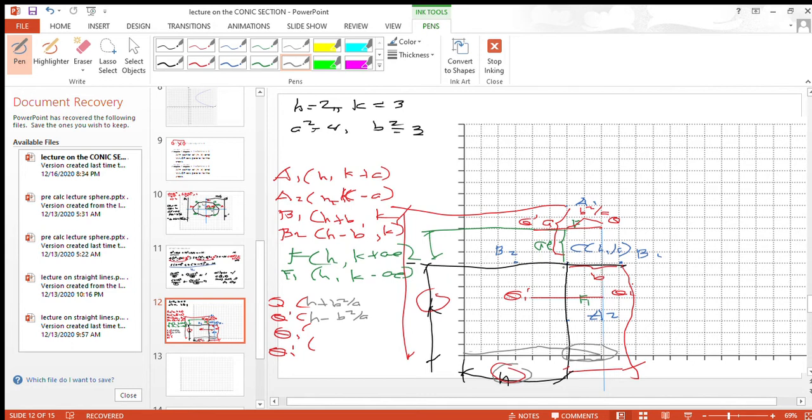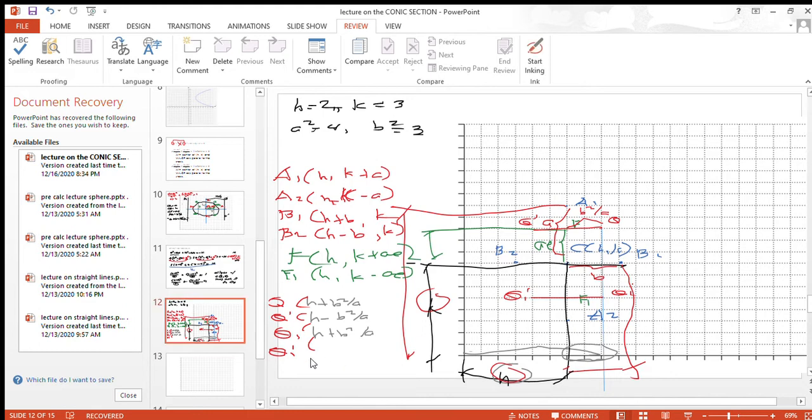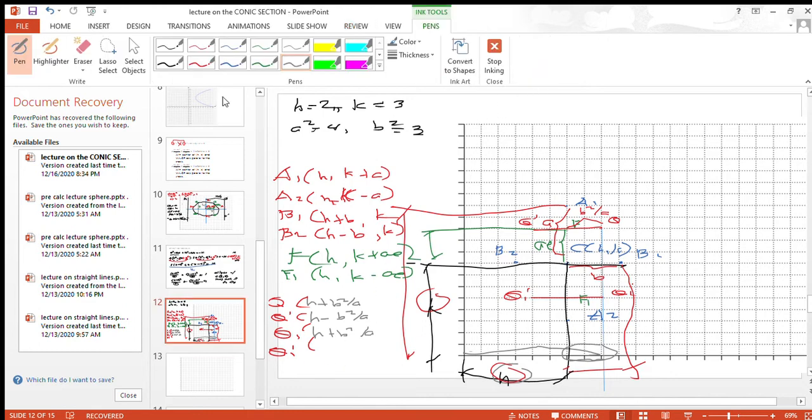For Q1, it has the same abscissa as Q, right? They are aligned vertically here. So that will be h plus b squared over a. So when you look at it, if the points are aligned vertically, they have the same abscissa. If the points are aligned horizontally, they have the same ordinate. So this Q1 prime has the same abscissa as Q. So that will be h minus b squared over a.